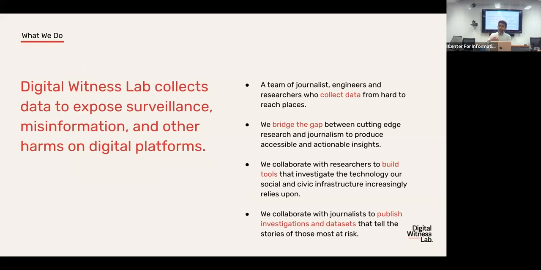The incentives for a career in academia and research and the incentives for a career in journalism sometimes overlap, and when they overlap, it's great, you get some of the best stories, but often they don't.